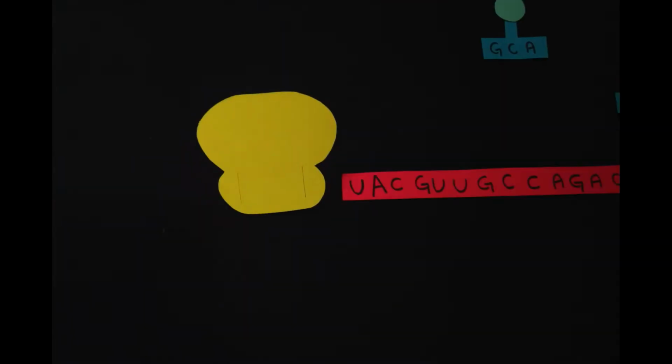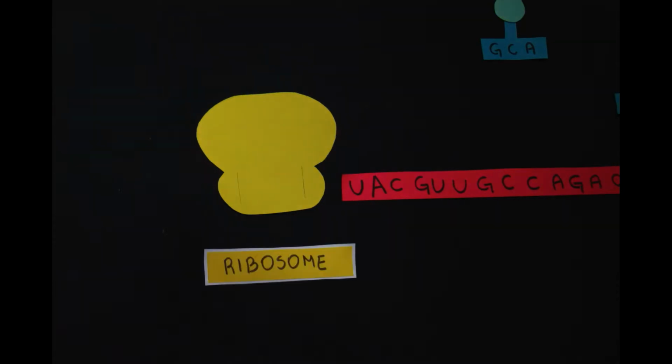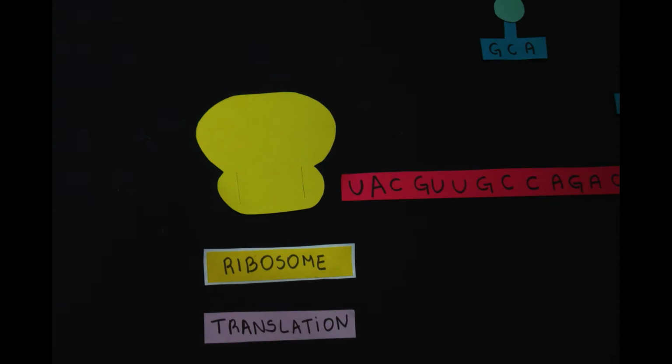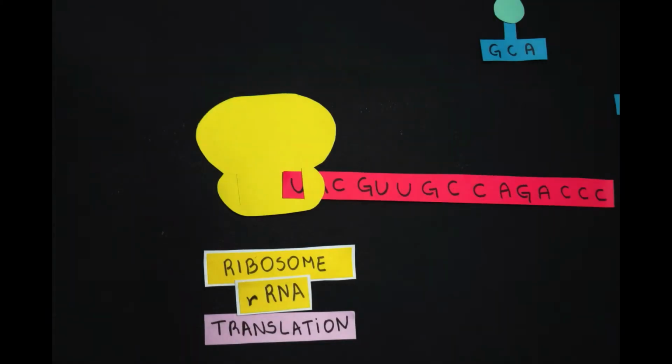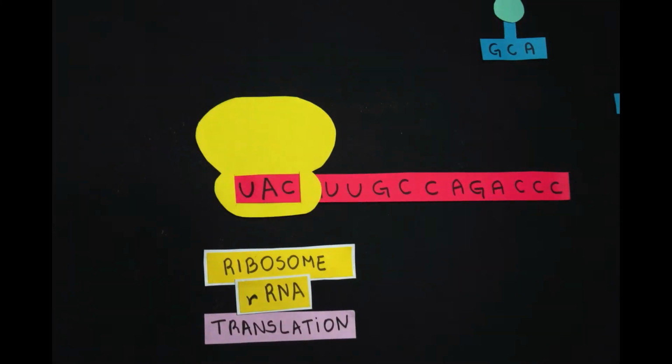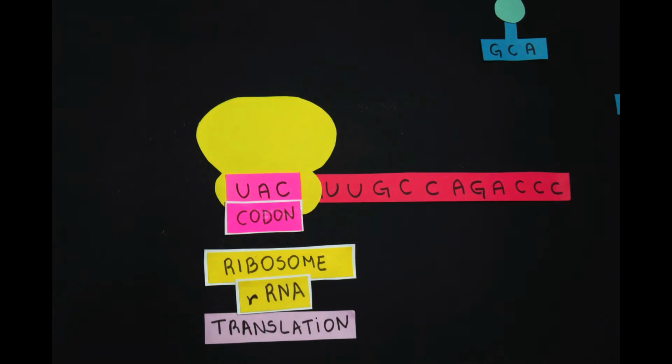RNA goes out of the nucleus through the nuclear pore and enters the cytosol. Messenger RNA enters in the ribosome, so the ribosome can translate the code message from the DNA in a process called translation, with the help of its own RNA called ribosomal RNA. The messenger RNA fits in the ribosome and only 3 nucleotides are exposed. Each group of 3 nucleotides is called a codon.